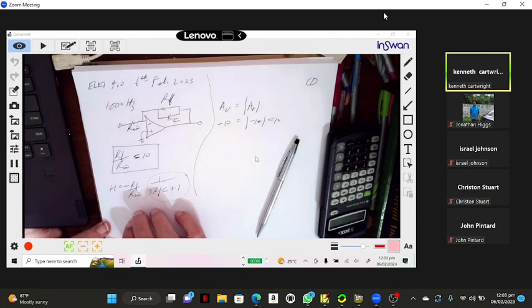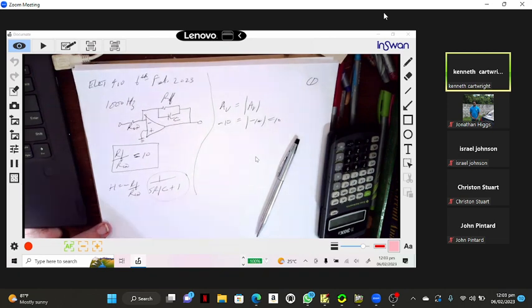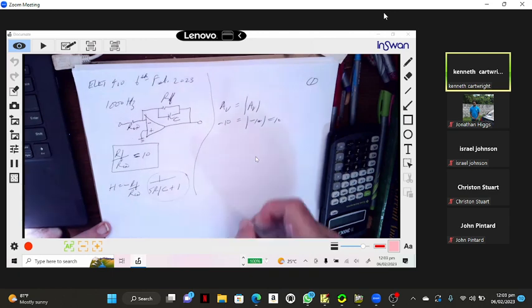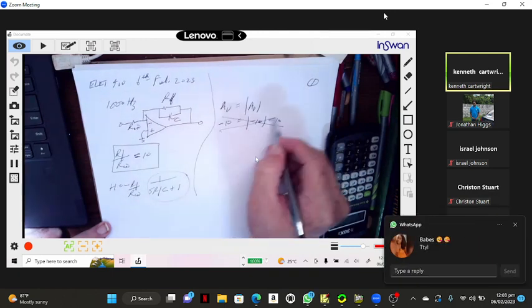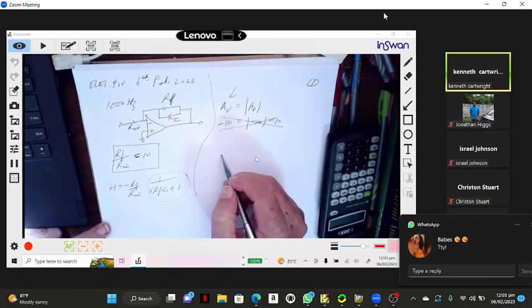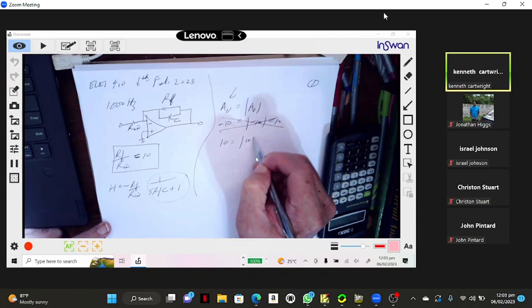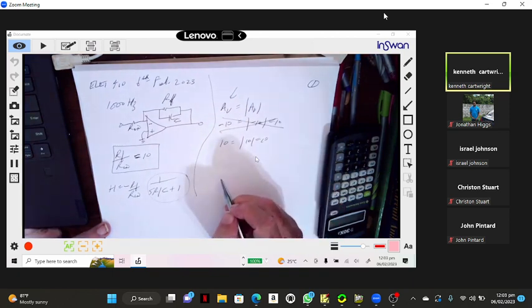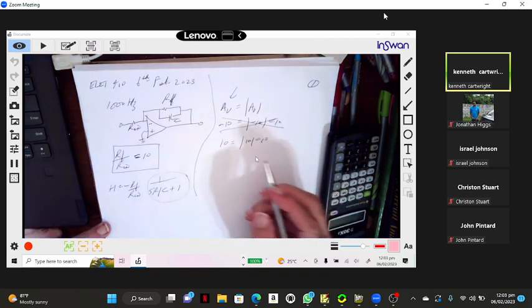So I get the feeling that students are not reading. I take a lot of trouble to mark every line, and the students are not taking the time to learn from their mistakes. Don't write this. This is a true statement if A is positive, because 10 equals the magnitude of 10. But if A is negative, it's nonsense.